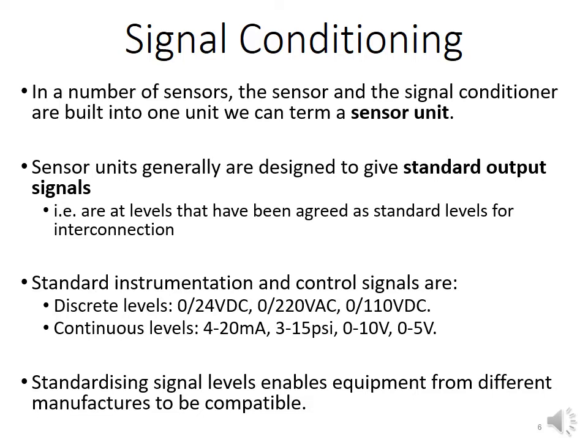For continuous signals, the standard levels are a 4 to 20 milliamp signal. So what it means is that when the sensor is generating the minimum output, it gives 4 milliamps. When it generates the maximum, it gives 20 milliamps. Other levels, 3 to 15 psi. 3 to 15 psi is used where we are using pressure as a signal. So the lowest will be 3 pounds per square inch and the highest 15 pounds per square inch. We can also have voltages in the range 0 to 10 volts or 0 to 5 volts.